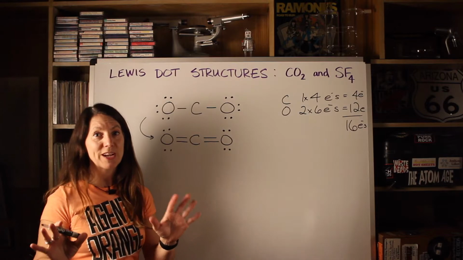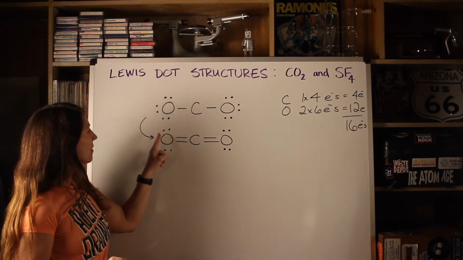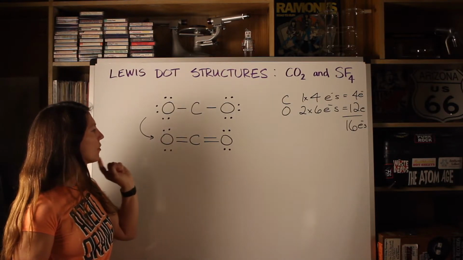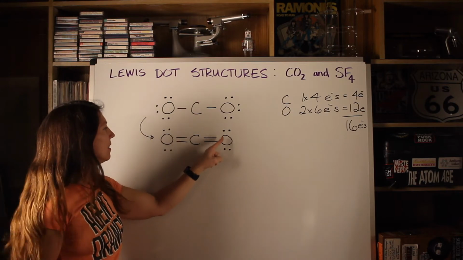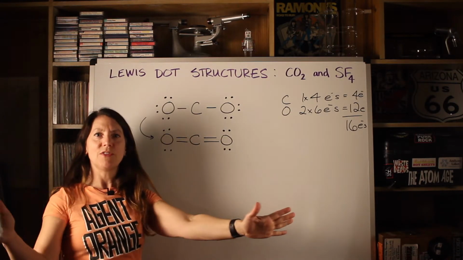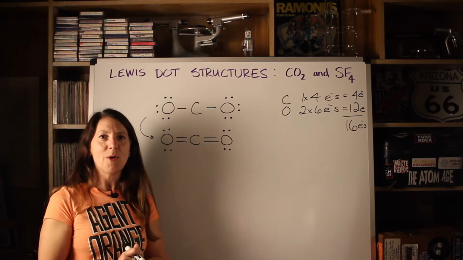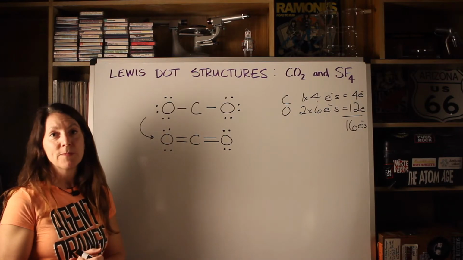Now we double check again, make sure everyone has their octet. Yes, 2, 4, 6, 8 around the oxygen. 2, 4, 6, 8 around the carbon. 2, 4, 6, 8 around that oxygen. Ta-da, we are done. Yay for carbon dioxide. So there's our Lewis dot for that one.